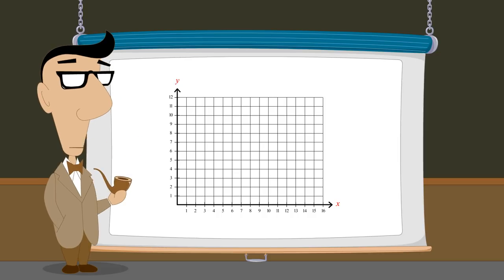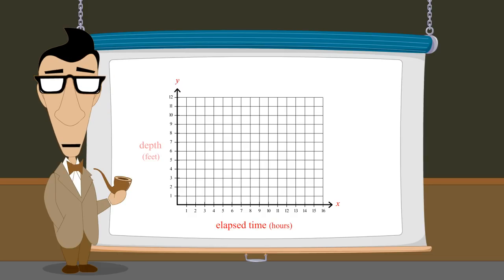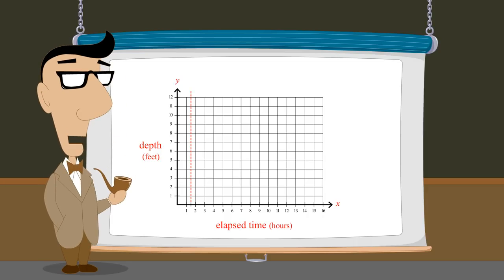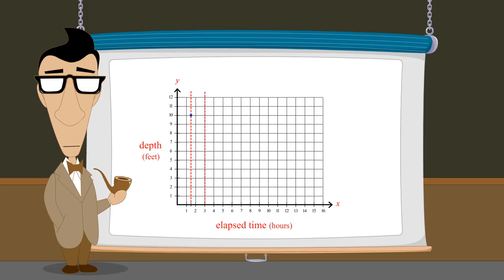We will plot the amount of time since the drain was first opened at noon on the horizontal axis and water depth on the vertical axis. We know that at 1:30, 1.5 hours after the drain was opened, the water level was 10 feet. And at 3 o'clock, after 3 hours of draining, the water level was 8 feet.